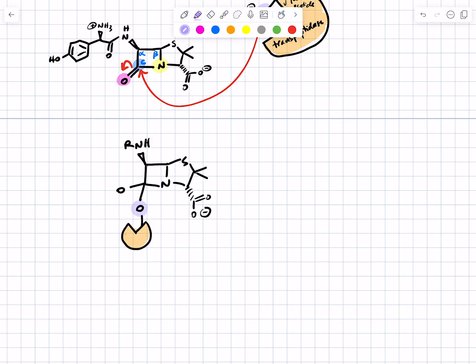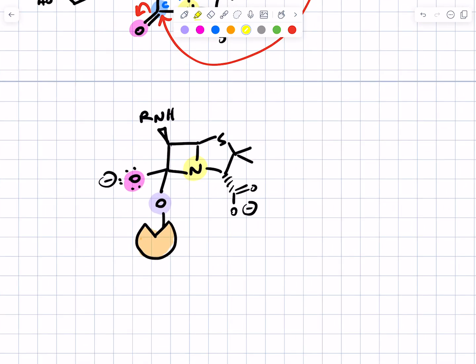So here's the nucleophile that did the attacking. Here's the negatively charged oxygen in the tetrahedral intermediate. Here's what's going to be the leaving group. And what we're going to do next is electrons kick down, leaving group leaves. We typically wouldn't expect a negatively charged nitrogen to leave. Ring strain is going to pay for that.